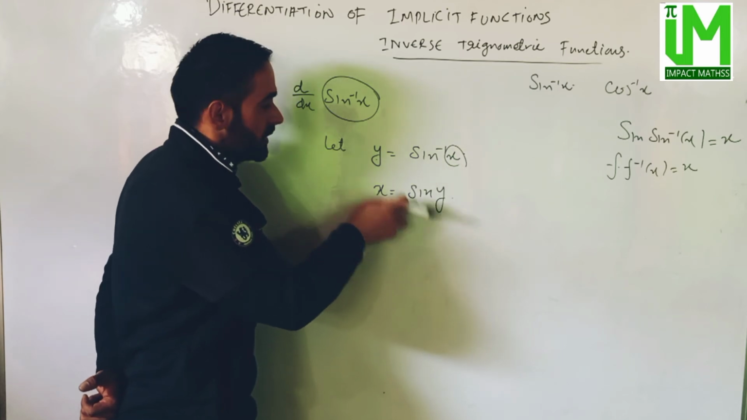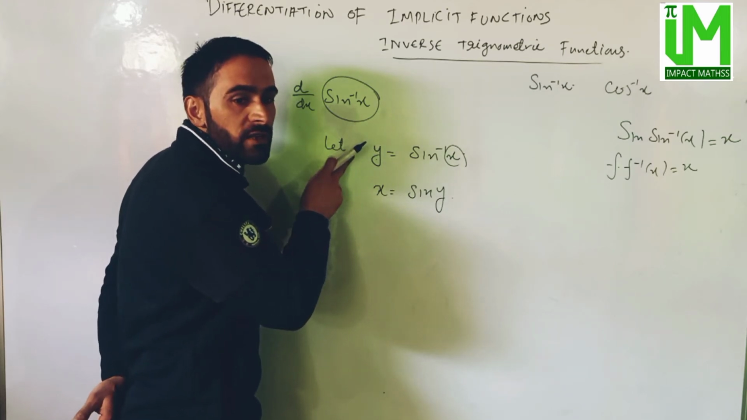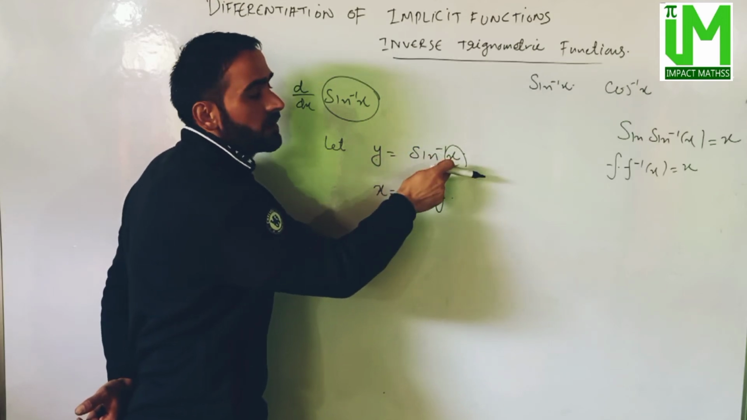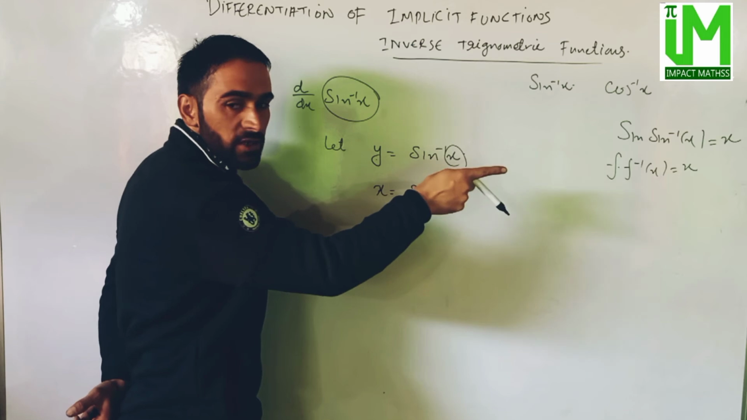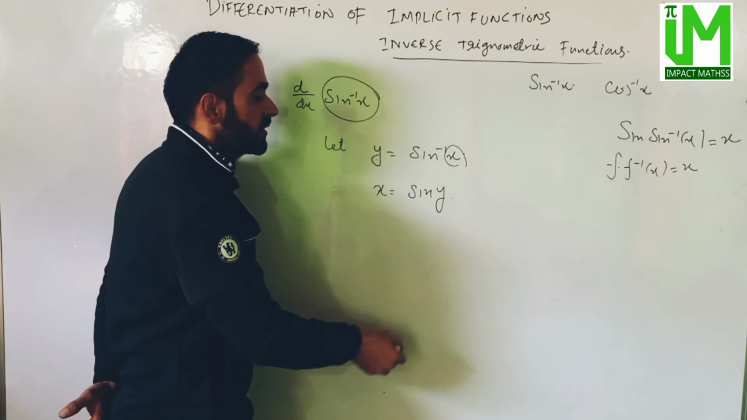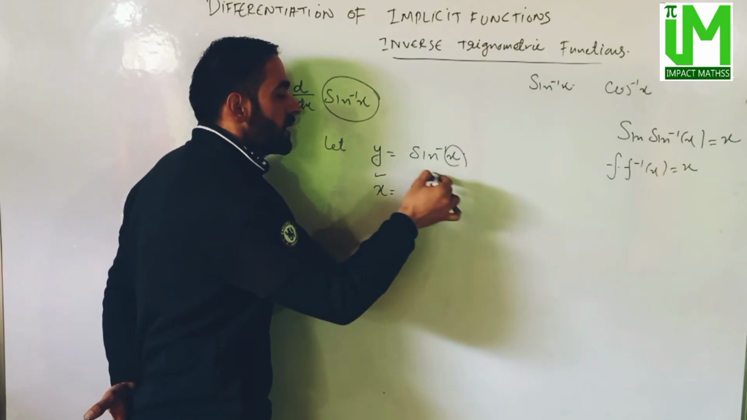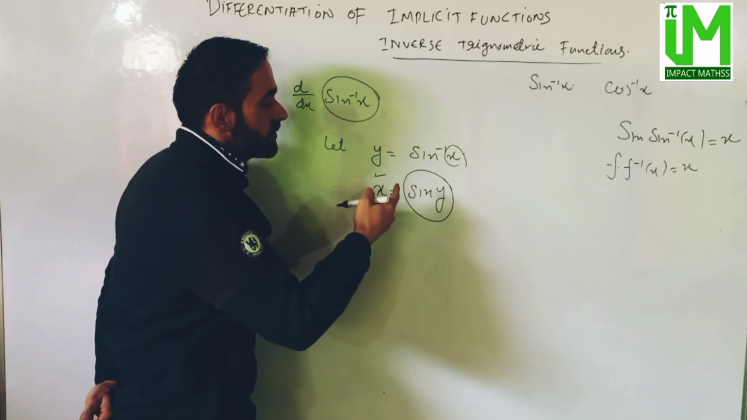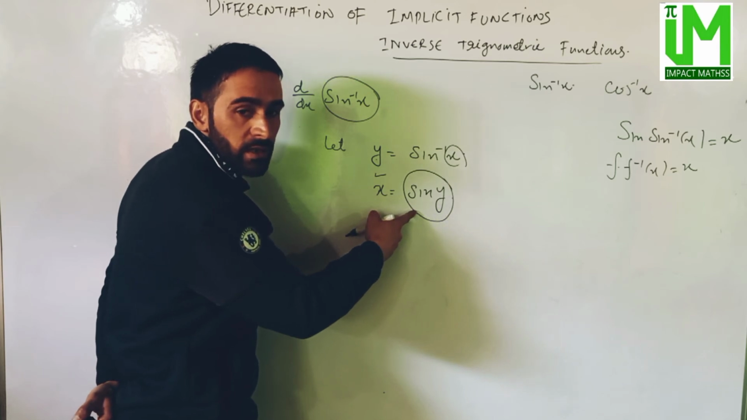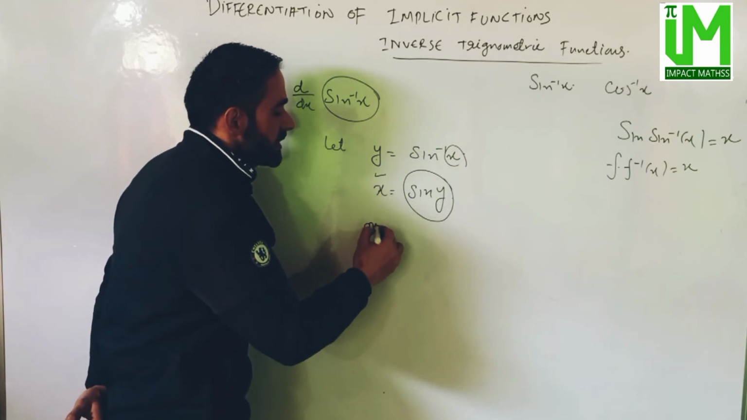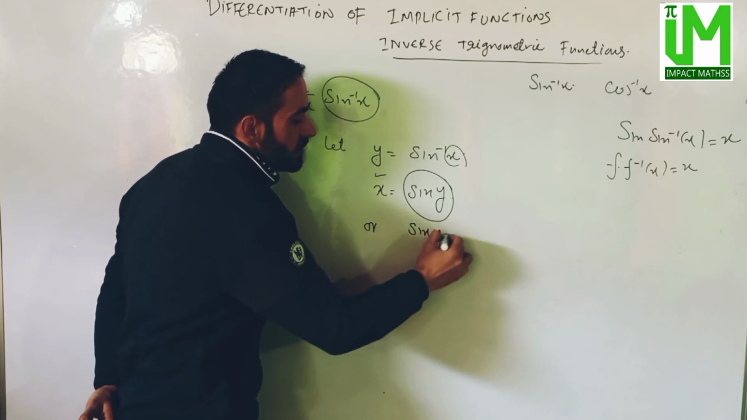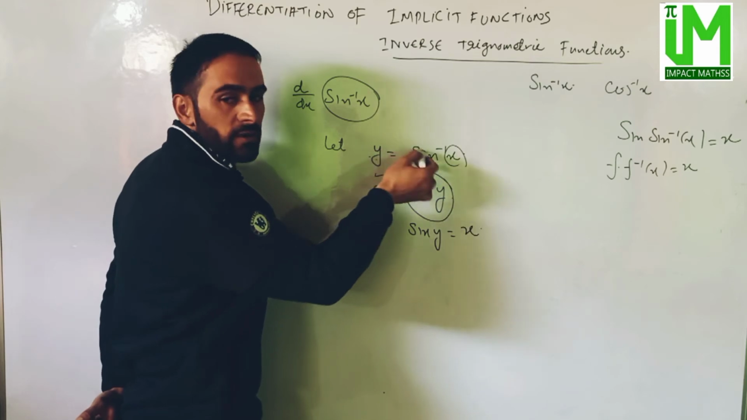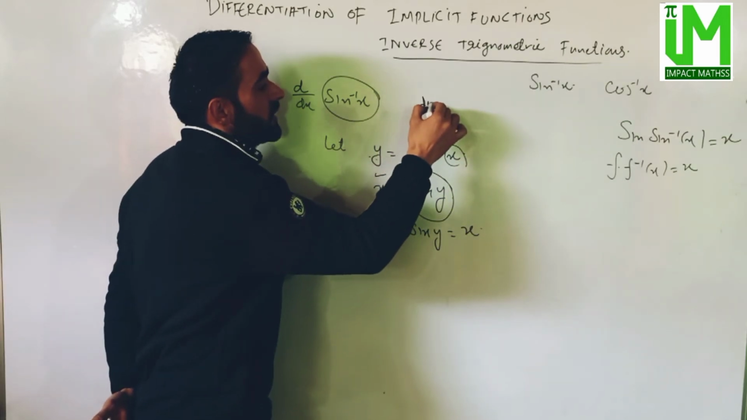What do we actually do here? We pre-operate both sides by sin, so sin y is equal to sin of sin inverse x, and sin of sin inverse x is equal to x. That means x is equal to sin y. Now if y is equal to sin inverse x, we have to find dy by dx.